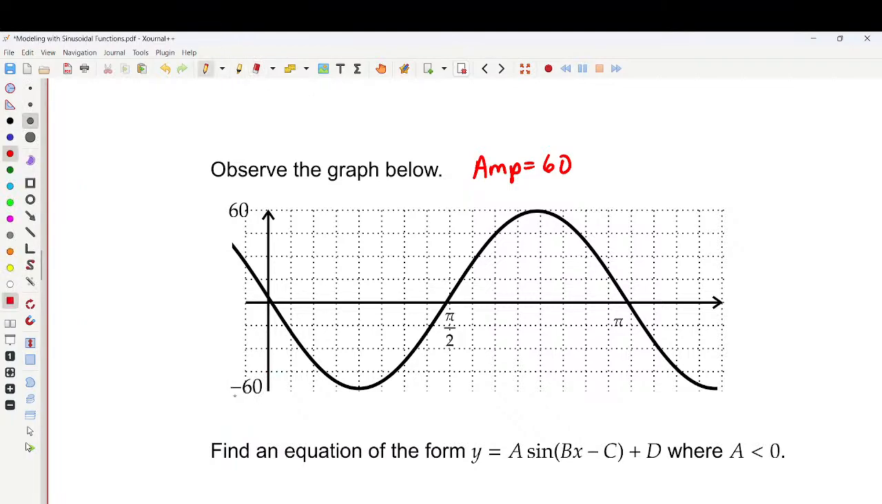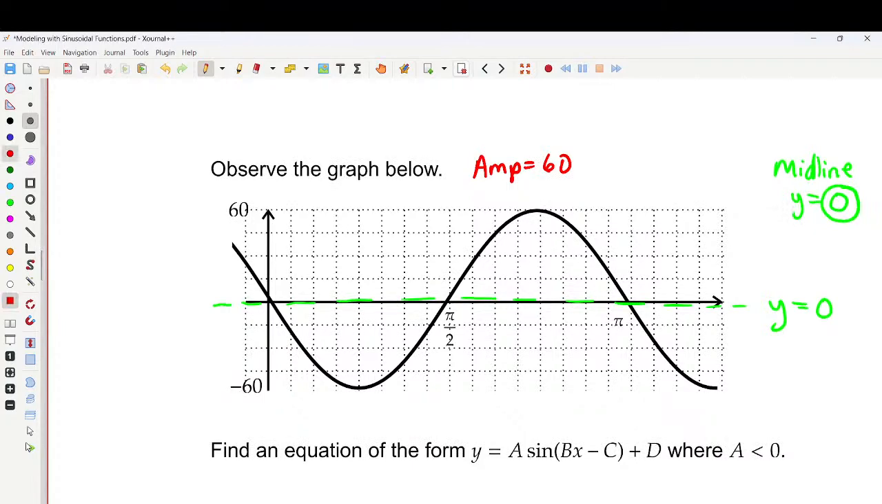If our amplitude is 60, that must mean our midline is right at 0, which it is. Right? Halfway between 60 and negative 60 is 0. All right.